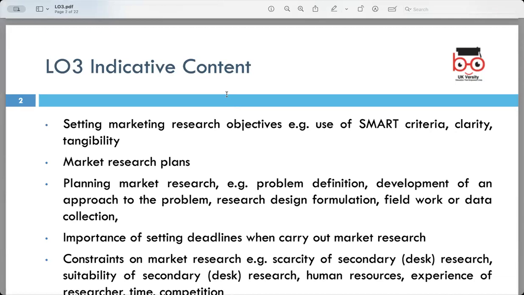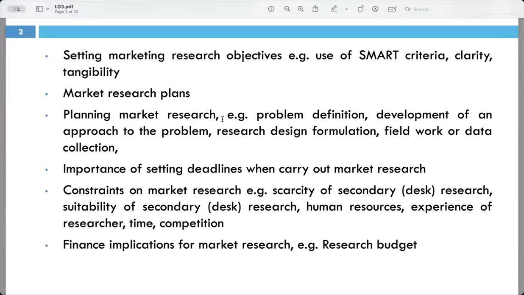Also, market research plans. We will dive into the components of a comprehensive market research plan. This involves outlining the steps and strategies necessary to achieve our research objectives. A well-structured plan serves as a roadmap, ensuring that all aspects of the research are methodically addressed.